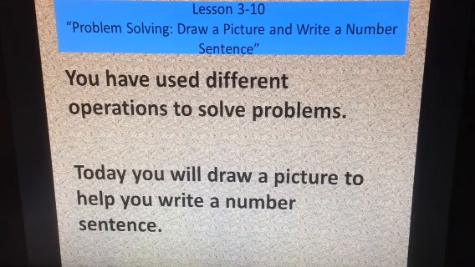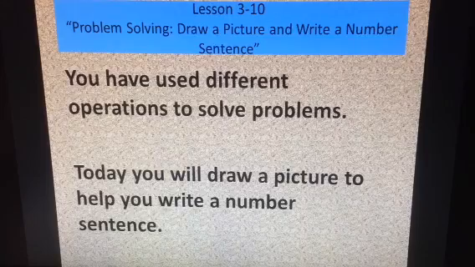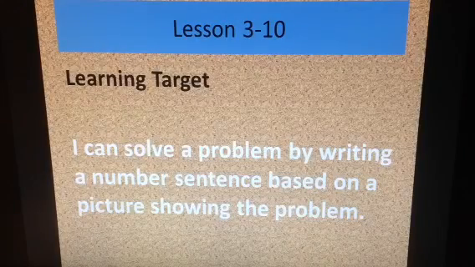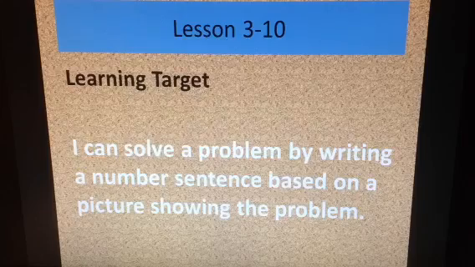Different kind of lesson today. It's a skill-based lesson where we're practicing using a tool that will help us make sense of word problems. Our learning target: I can solve a problem by writing a number sentence based on a picture showing the problem.